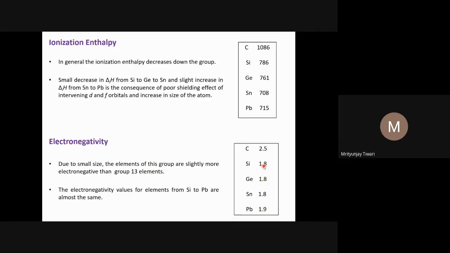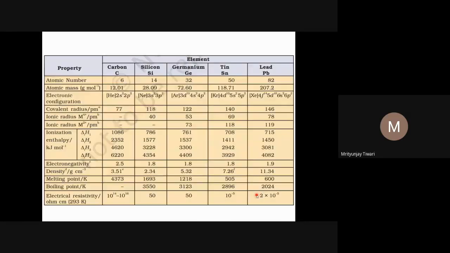If you compare the electronegativity of boron and carbon, you'll see the electronegativity of carbon is more than that of boron. And here we will compare the electronegativity of aluminum and silicon. Silicon's electronegativity is more than that of aluminum. Similarly, you can make a similar comparison in the same period. Electronegativity values for elements from silicon to lead are almost the same, and we see that from these values.